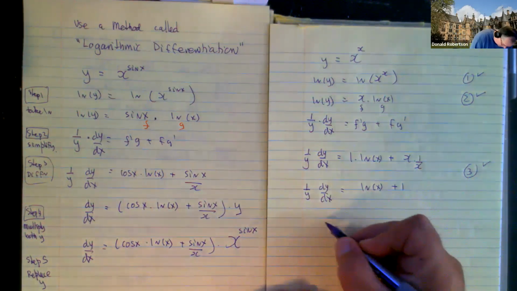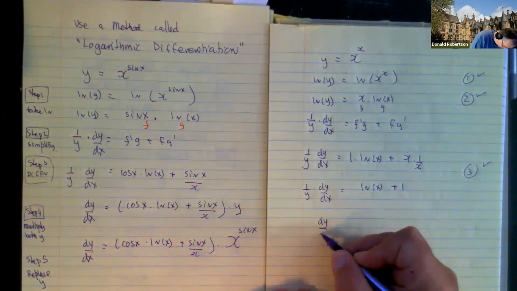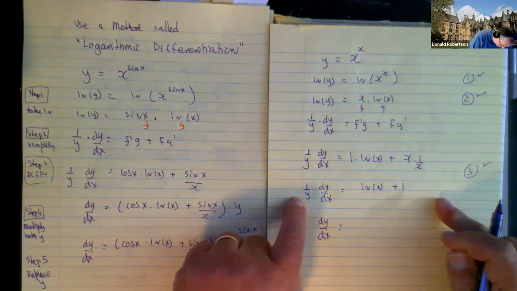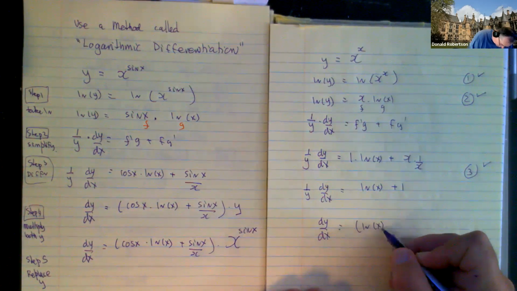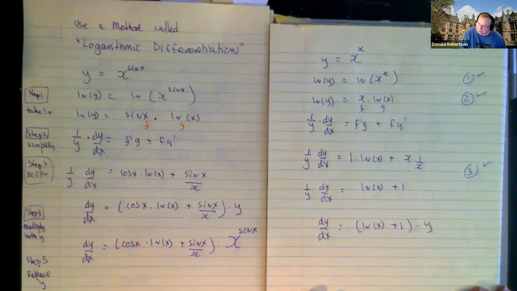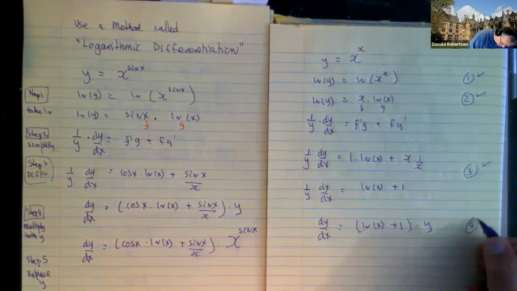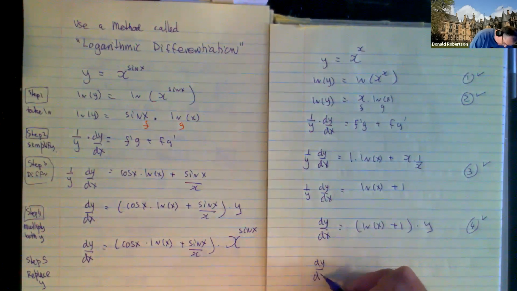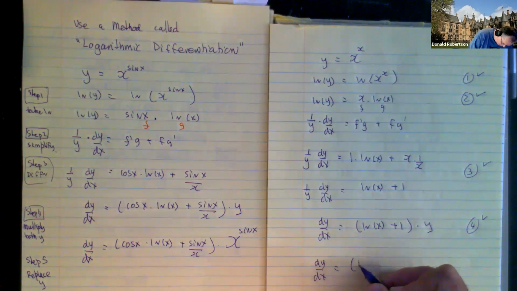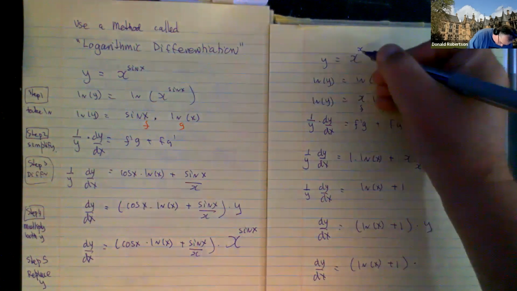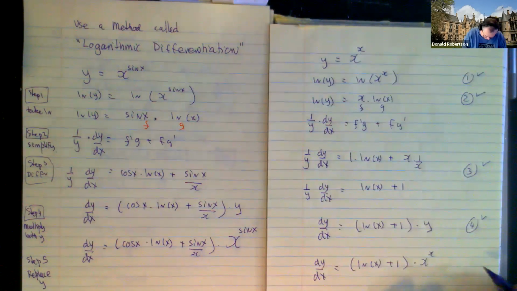Step four says multiply both sides by y. Do you see that's going to happen every time? So I'm now going to have the natural log of x plus 1 times y. And then that's step four. And the last step is replace the y. So it's going to be the natural log of x plus 1 times that guy. Finished.